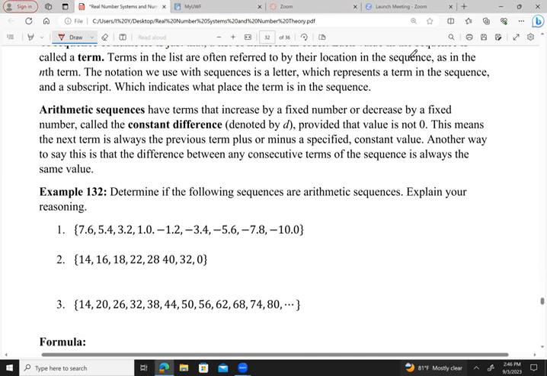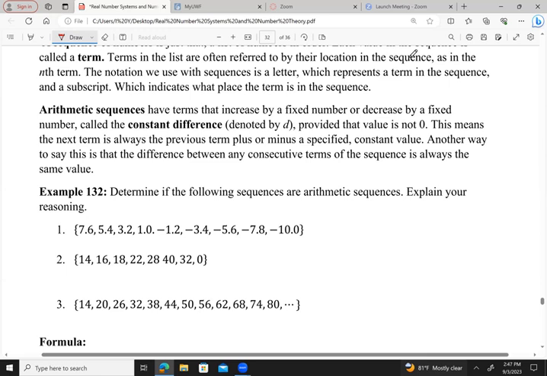Arithmetic sequences have terms that increase by a fixed number or decrease by a fixed number, called the constant difference, denoted by D, provided that value is not zero. This means the next term is always the previous term, plus or minus a specified constant value. Another way to say this is that the difference between any consecutive terms of the sequence is always the same. So let's determine if the following sequences are arithmetic sequences.